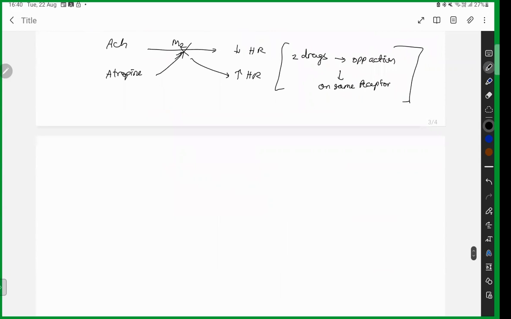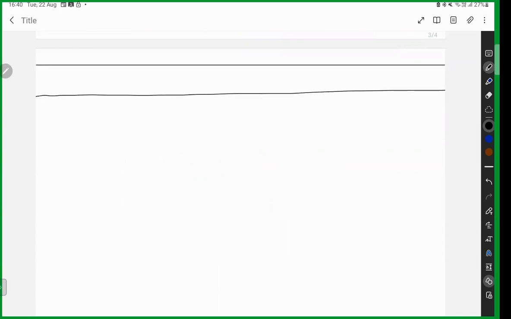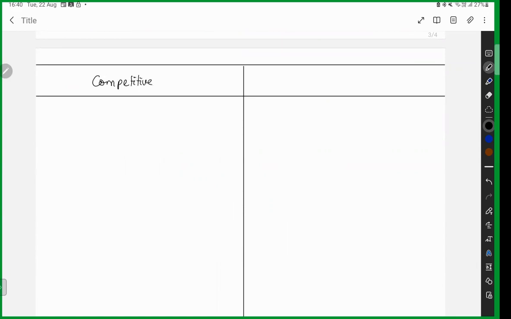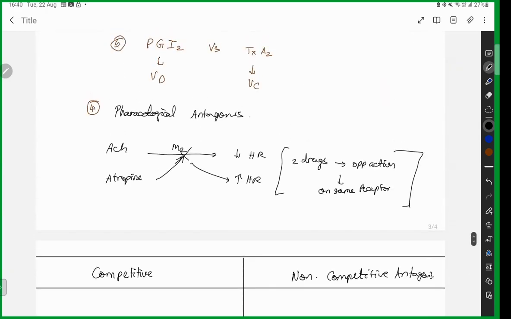Now we divide pharmacological antagonism into two types: competitive antagonist and non-competitive antagonist. Put the heading as competitive antagonist and non-competitive antagonist. So just close your notebooks and pens, everything.